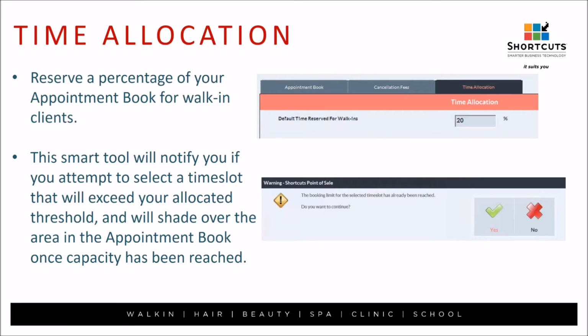Okay, so another new little feature is the time allocation feature. So you can reserve a percentage of time in your appointment book for walk-ins only. So reserve a percentage of your time by selecting and setting this up in your configuration area, and you can set your percentage in this screen. Now this smart tool will notify you if you attempt to select a time slot that will exceed your allocated threshold, and it will also shade over the area in the appointment book once a capacity has been reached.